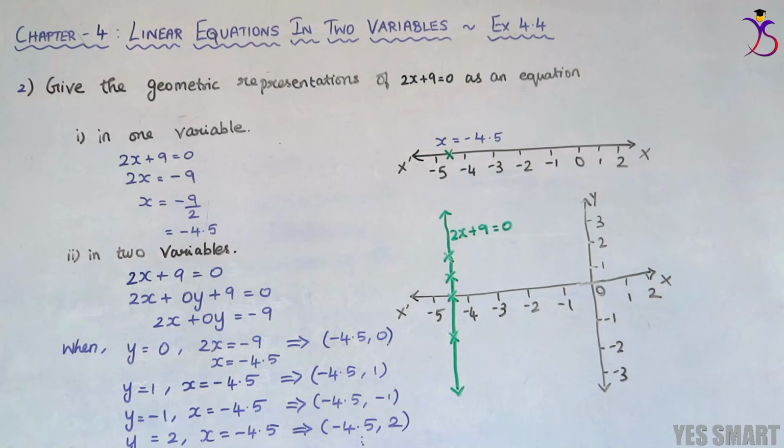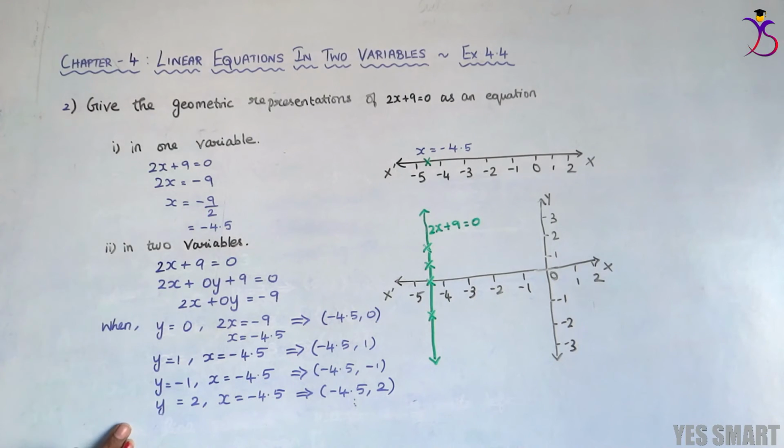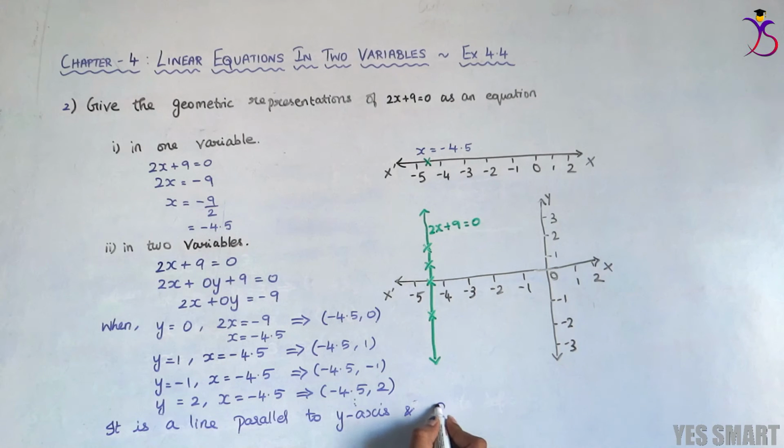Hence, 2x plus 9 equal to 0 is represented graphically on the axes. We can conclude that the graphical representation of the given equation is a line which is parallel to the y-axis and 9/2 units left of the origin, because it is on the left hand side of the origin. So yes, with this we are completing this exercise.